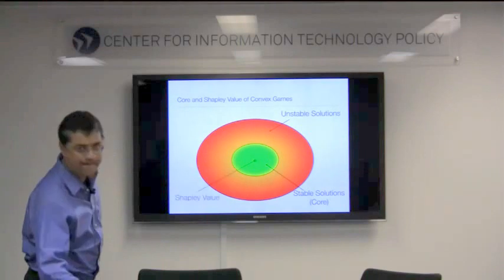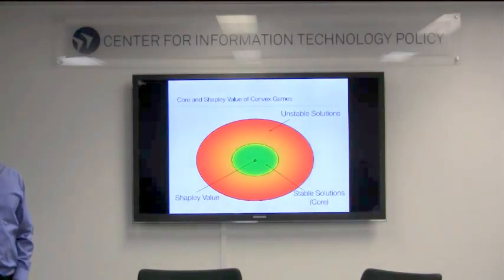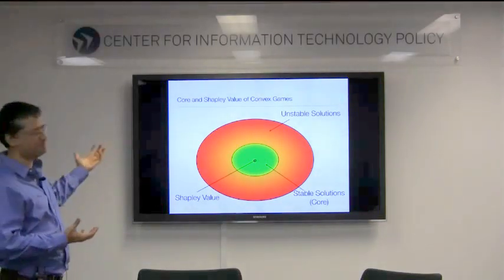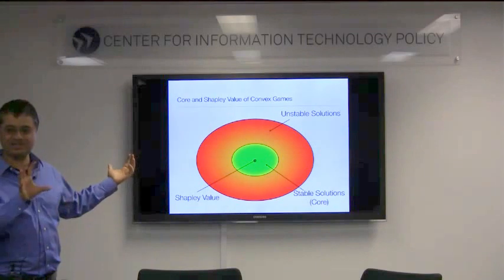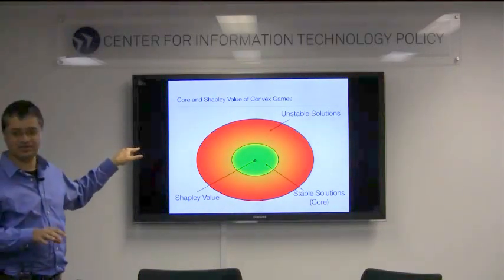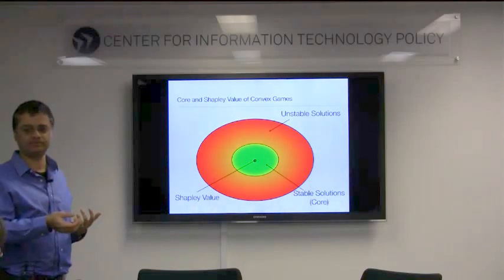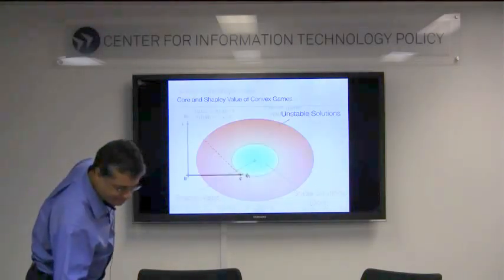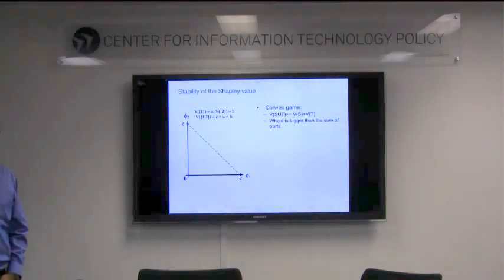Does it always exist? Mathematically, it always exists. Sometimes it doesn't make sense. And for convex games, it always exists, and it's always in the center of the core. For a non-convex game, you may not even have a core. Forget the Shapley value. But we're saying that for networks, convex games make sense.